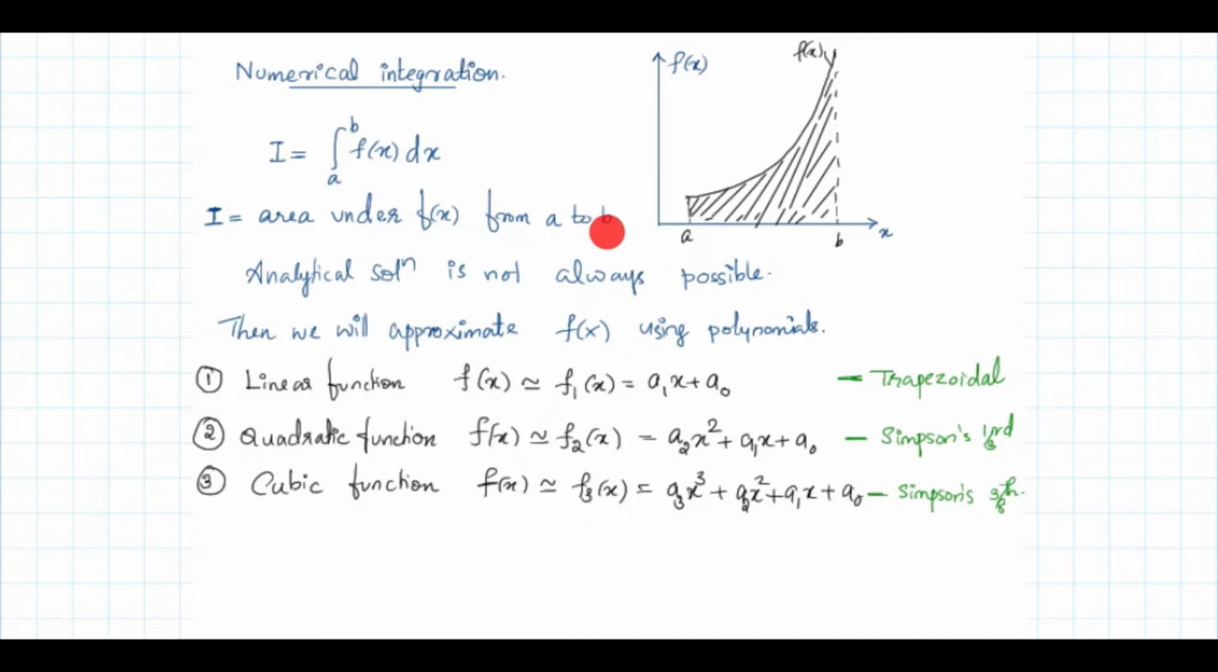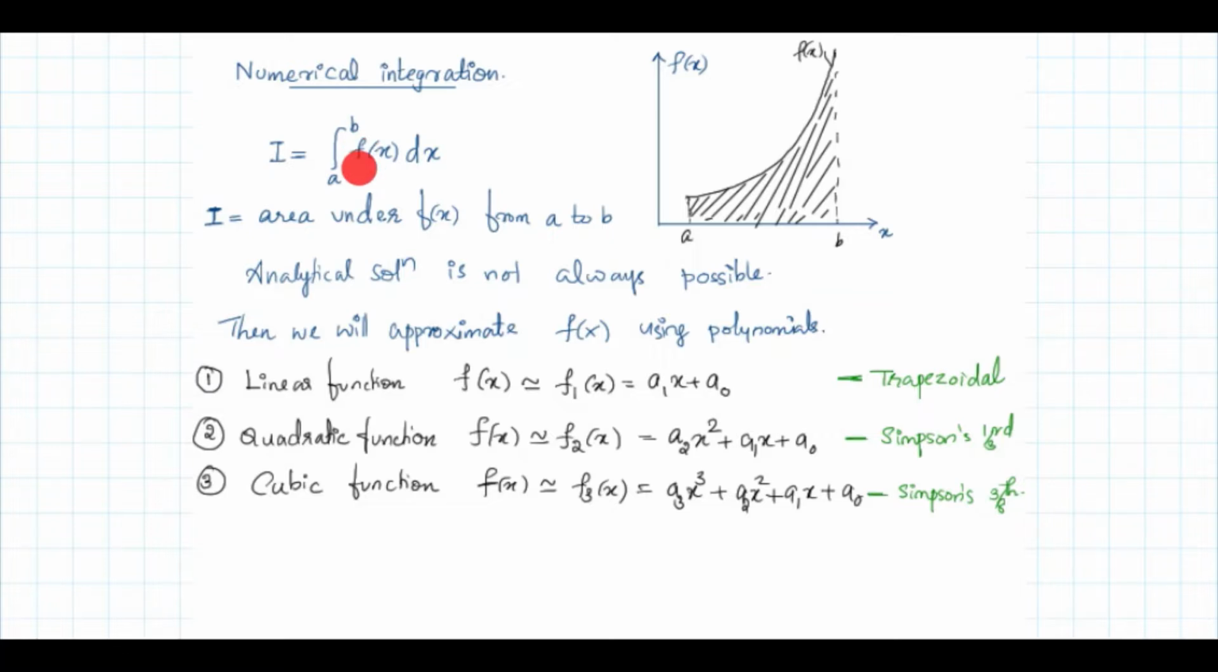from a to b. And if f of x has some specific forms like x raised to n, we have the answer x raised to n plus 1 by n plus 1. If it is sin x, we have the answer minus cos x. If it is cos x, it will be sin x, and so on. So for very few functions, we know how to do the integral. And that is known as analytic methods, analytic integration.